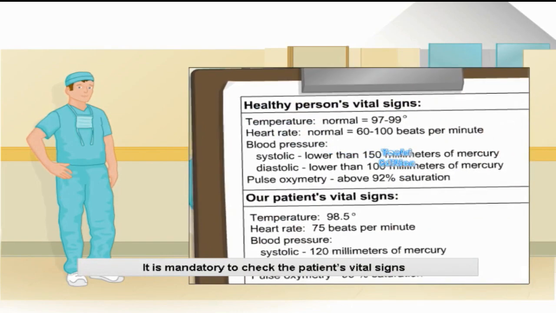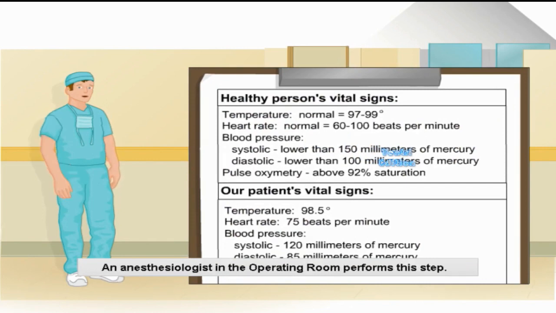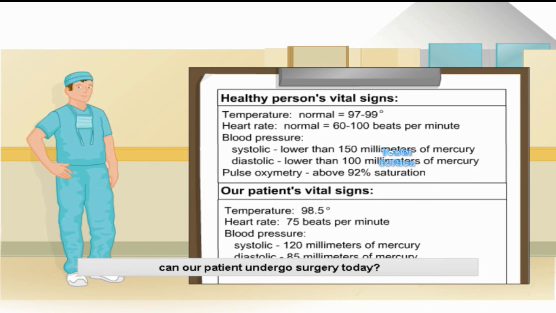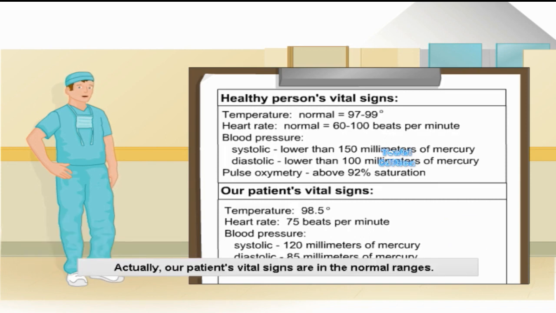It is mandatory to check the patient's vital signs before beginning surgery. An anesthesiologist in the operating room performs this step. If the patient's vital signs are not in the normal ranges, we will not proceed with the surgery. Using the healthy person's vital sign chart as a reference, can our patient undergo surgery today? Actually, our patient's vital signs are in the normal ranges. We will proceed with surgery.